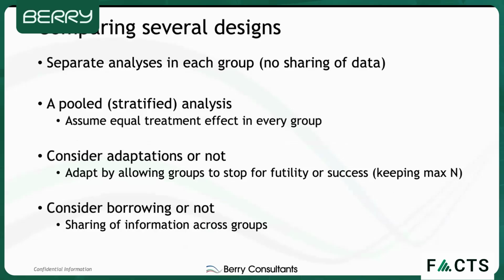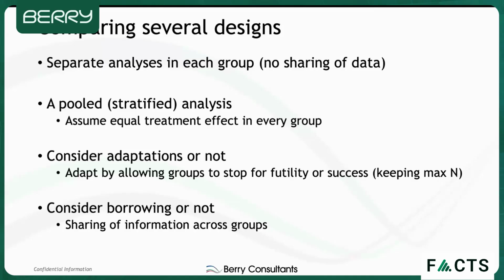We're going to compare several different designs today. We're going to talk about doing separate analyses in each group. Let's let each group stand by itself and see how it does. We're going to do a pooled or a stratified analysis, which is going to assume we have an equal treatment effect in every one of the groups. It would allow the control rate to differ in each group, but the same log odds treatment effect. So it's making an assumption that the groups either all work or they all don't, which is a pretty strong assumption.